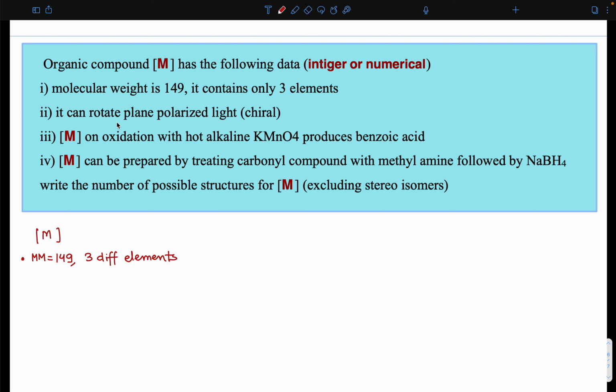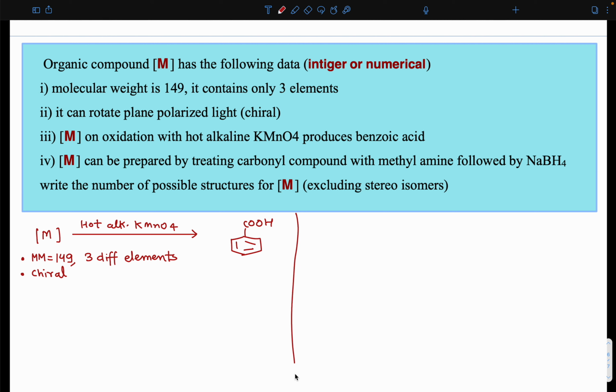Next point, it can rotate plane polarized light, meaning the compound must have chirality, then only it can rotate plane polarized light. Third hint, M on oxidation with hot alkaline KMnO4 produces benzoic acid. This is a big clue, benzoic acid.